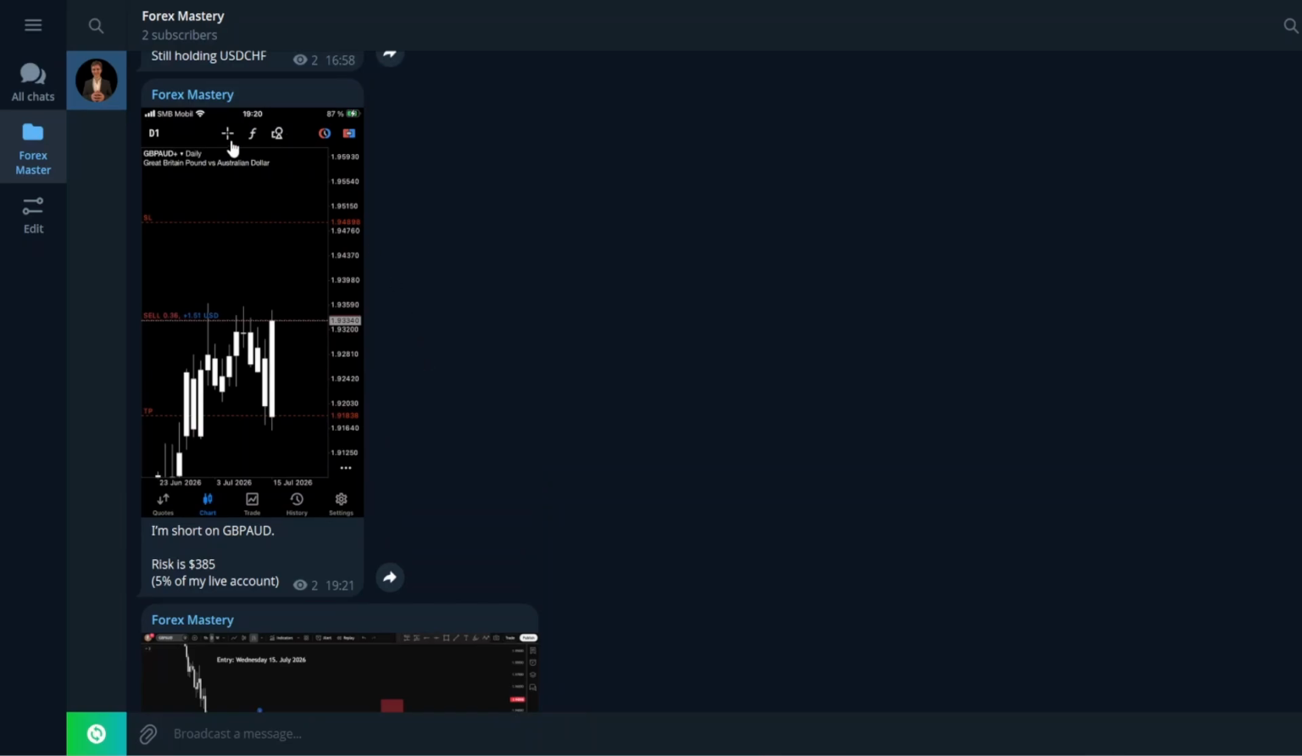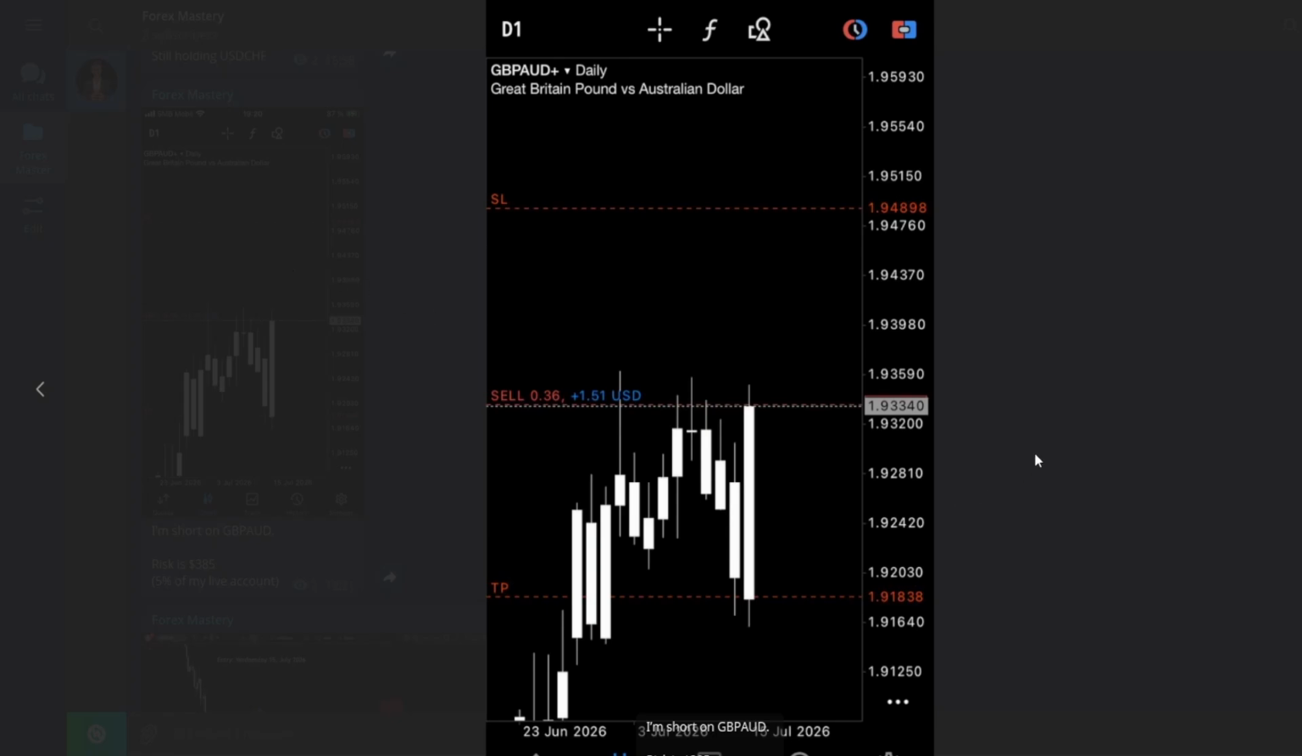So this is when I called the trade in my free channel here. I called it and I said I'm short on GBPAUD. Risk is $385, which is 5% of my live account. So if you were to take this trade, you could just look at what I'm saying here. You could enter at the same time as I'm doing, of course.